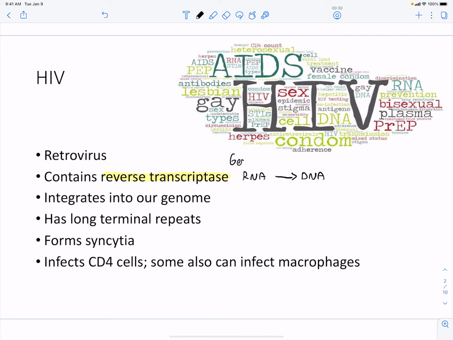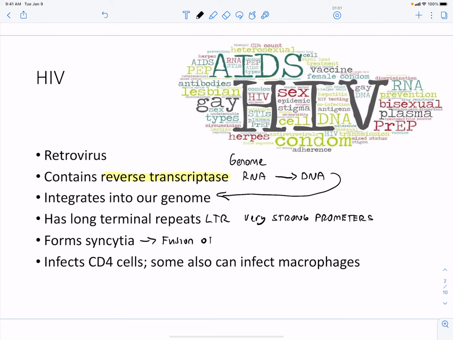So RNA is the genome of the virus, and then the DNA is going to be able to integrate into our genome. It also has long terminal repeats, and these are very strong promoters. And these are going to recruit our RNA polymerases to make a lot of genes for HIV. It's also going to form syncytia, which is a fusion of infected cells with neighboring cells.